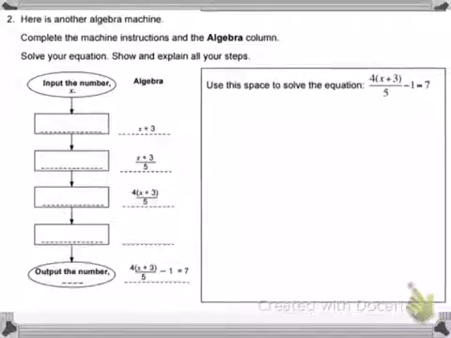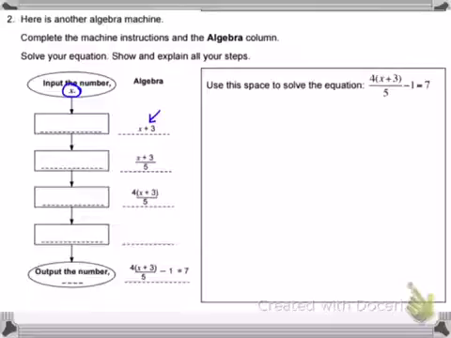So we have another algebra machine here, but we can see that some of the boxes are empty. So before we can solve the equation, we have to fill in the missing phrases from the boxes. We can see that we started here by inputting the variable x. Now the algebra side of things tells us that our next expression is x plus 3.